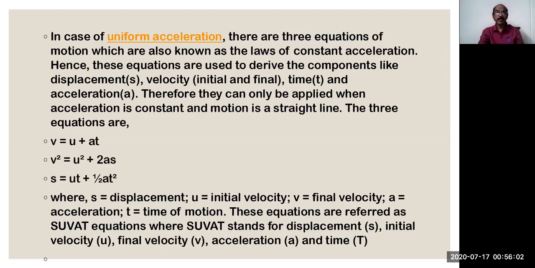So here s is displacement, u is initial velocity, v is final velocity, a is acceleration, t is time of motion. These equations are referred to as SUVAT equations, where SUVAT stands for displacement, initial velocity, final velocity, acceleration, and time.